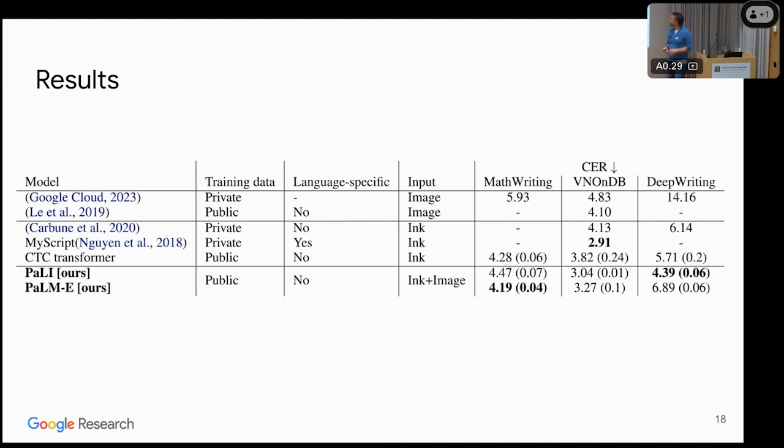Maybe one other thing that I'll mention here is that we have the input type there, image versus ink plus image. And what we see generally is that the ink representation does better than the image representation, but when we go through these PaLI-type architectures, the best we do is when we combine them together.